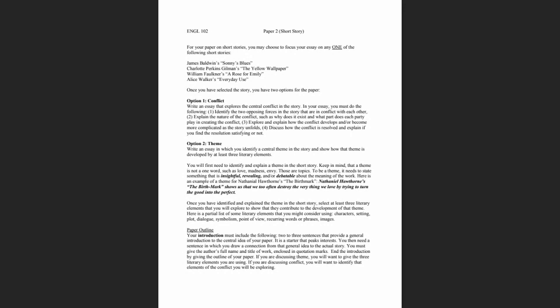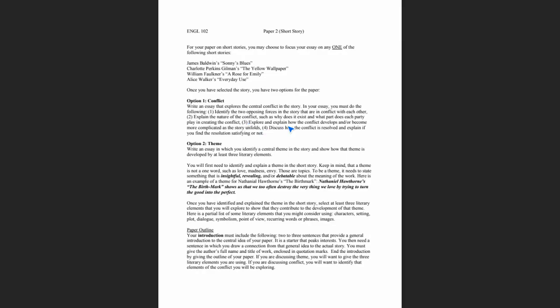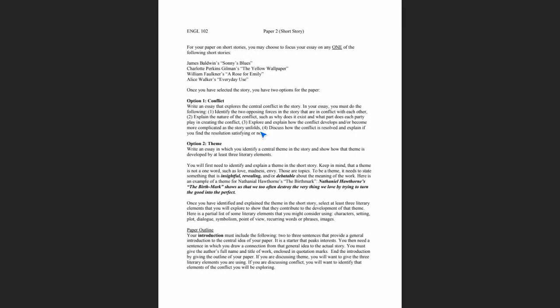For conflict, what you'll want to do is write an essay that explores the central conflict in the story. In your essay, you must do the following: identify the 2 opposing forces in the story that are in conflict with each other, explain the nature of that conflict, such as why does it exist and what part does each party play in creating the conflict, explore and explain how the conflict develops and/or becomes more complicated as the story unfolds, and then discuss how the conflict is resolved and explain if you find the resolution satisfying or not.